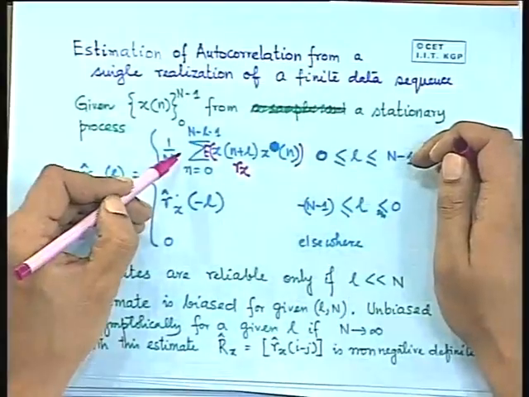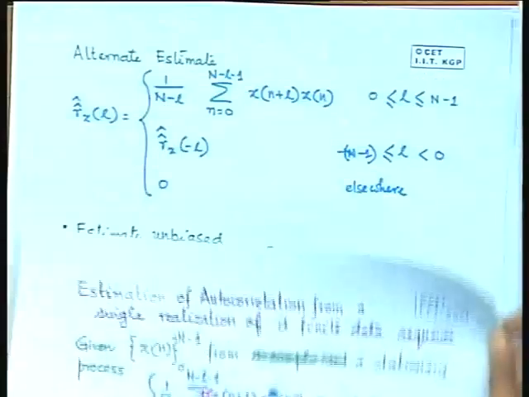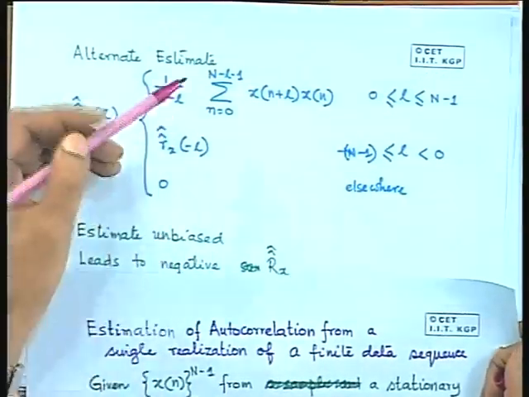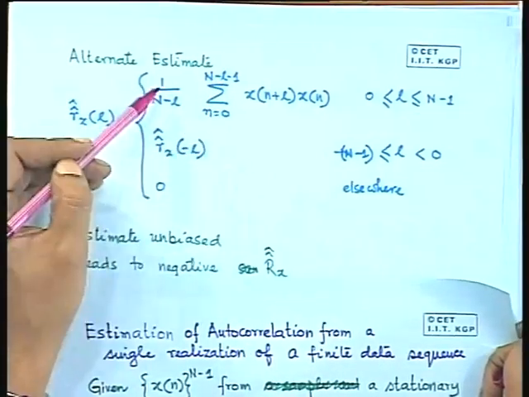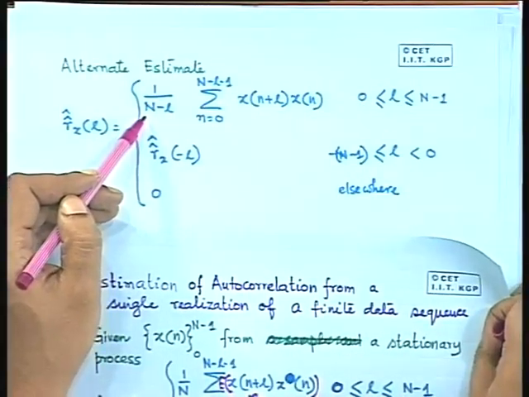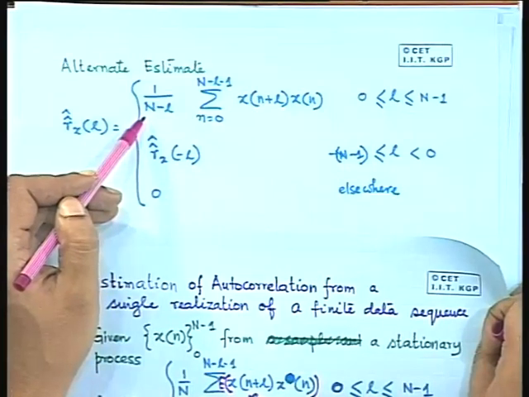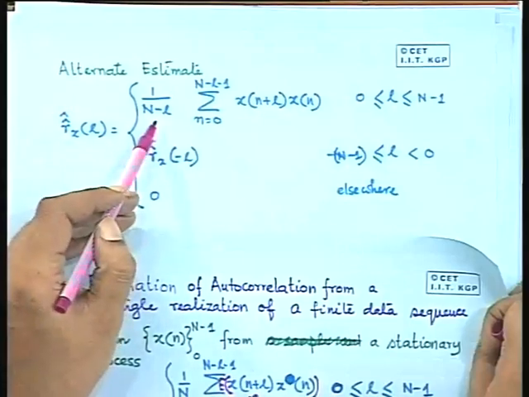But still these estimates are used. It is very easy to actually remove this bias. The idea is that here you have N minus L terms, so why are you dividing by N? Divide it by N minus L instead. That will make it an unbiased estimate. But there is a problem. If you do that, it can be shown that the overall Rx matrix may not remain positive definite.